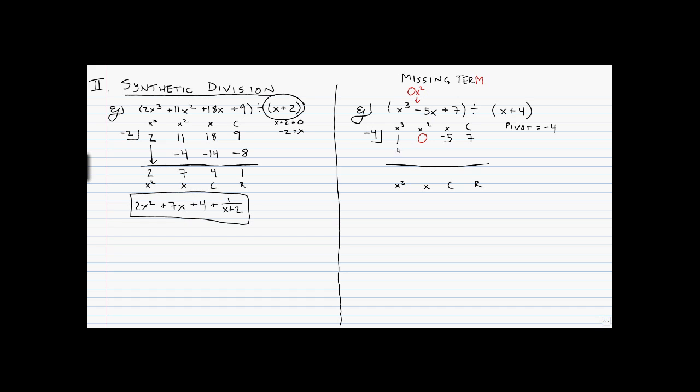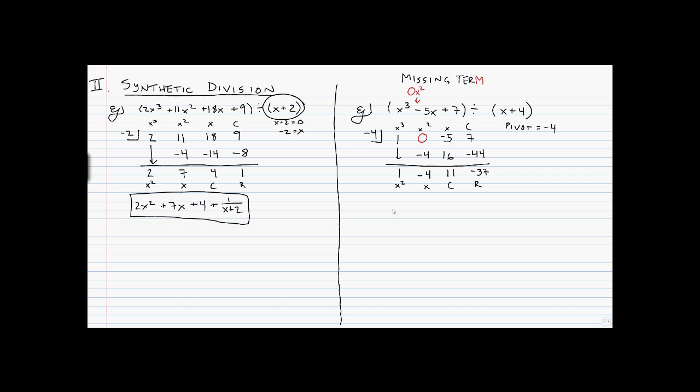So 1 plus nothing is 1. 1 times -4 is -4. 0 plus -4 is -4. -4 times -4 is +16. Okay, next, -5 plus 16 is +11. 11 times -4 is -44. And then 7 plus -44 is -37. And so it looks like we're at our answer.